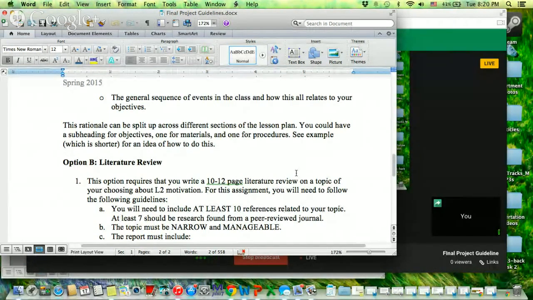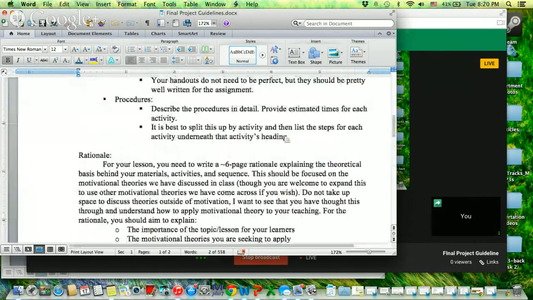I think the misunderstanding was, the rationale is shorter than the literature review. So in essence, the lesson plan and writing the rationale together is around the same amount of work as writing a literature review. Okay, so they should be very comparable in nature. So that takes care of that.